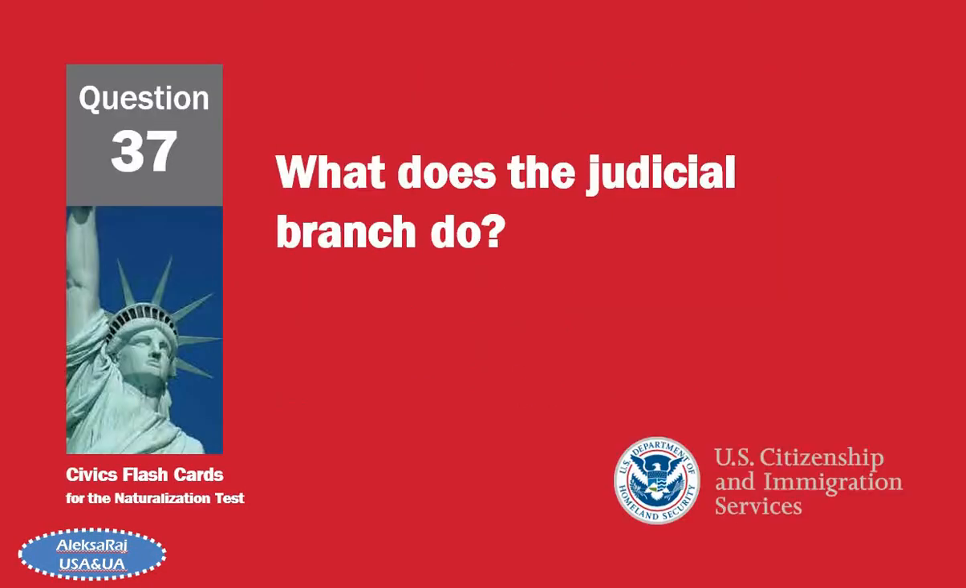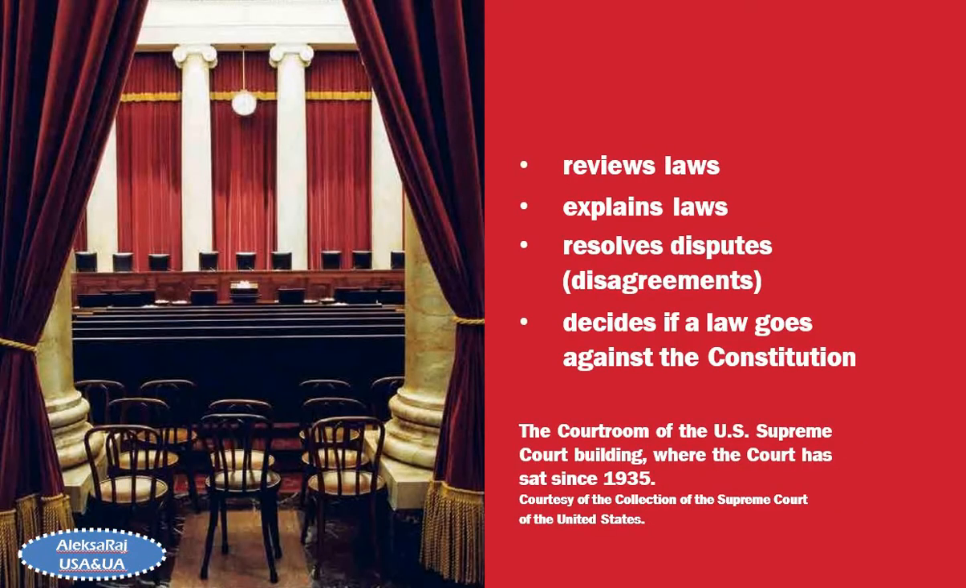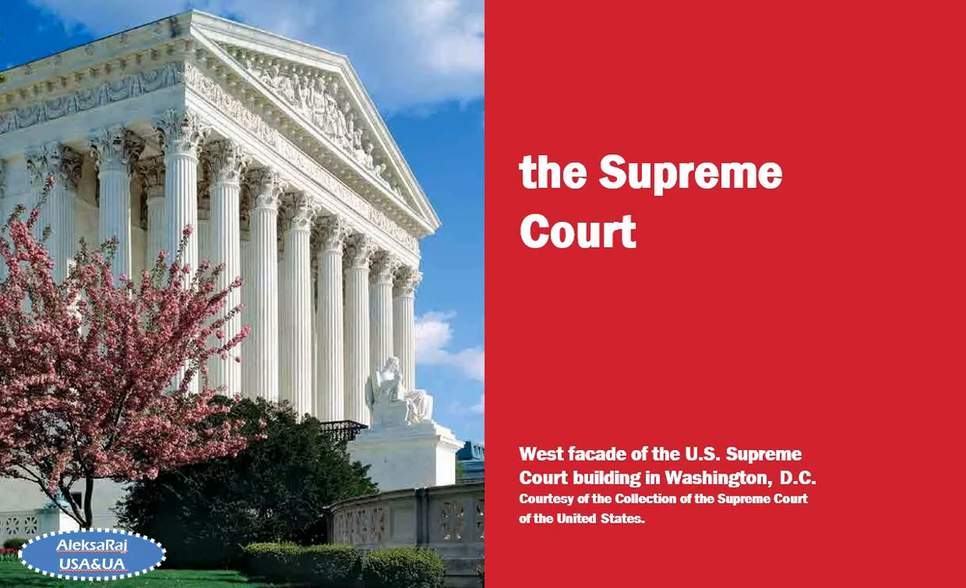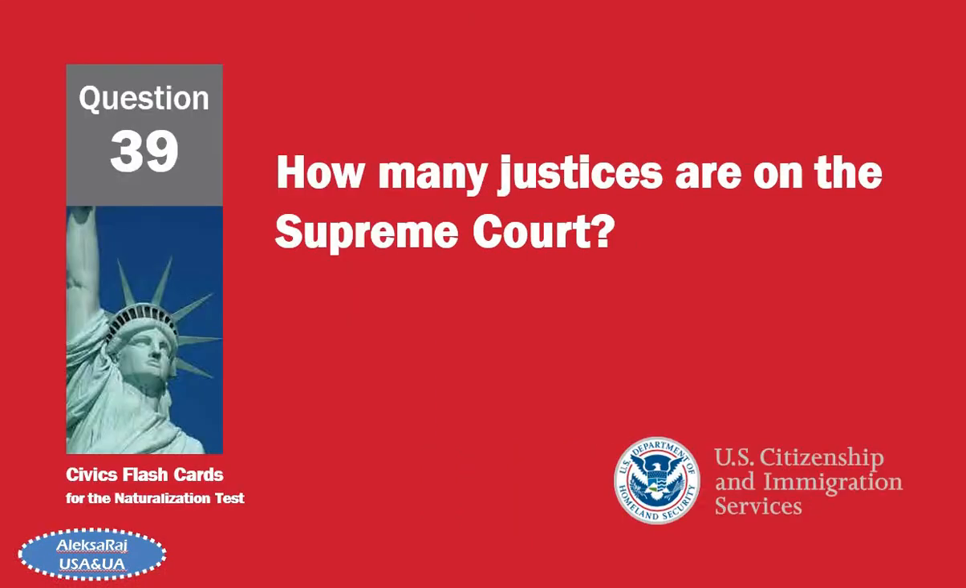What does the judicial branch do? Reviews laws, explains laws, resolves disputes, disagreements, decides if a law goes against the Constitution. What is the highest court in the United States? The Supreme Court. How many justices are on the Supreme Court?